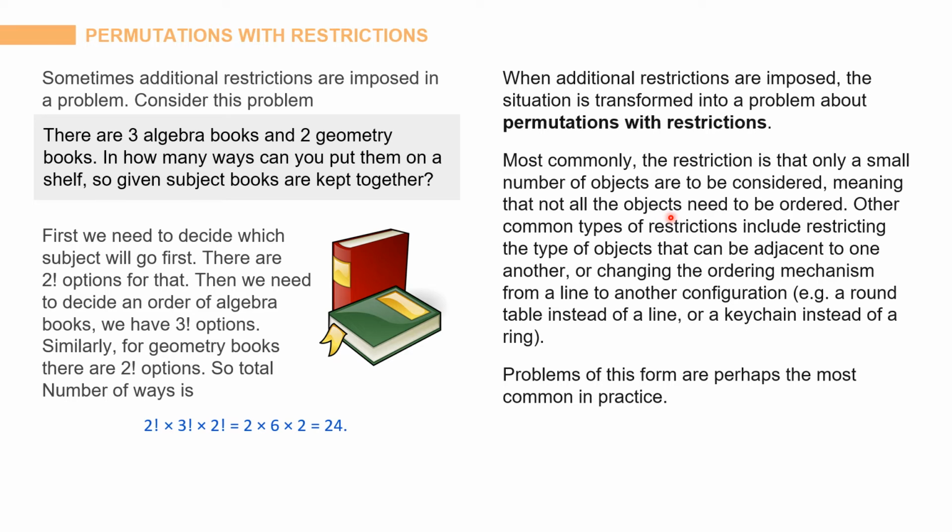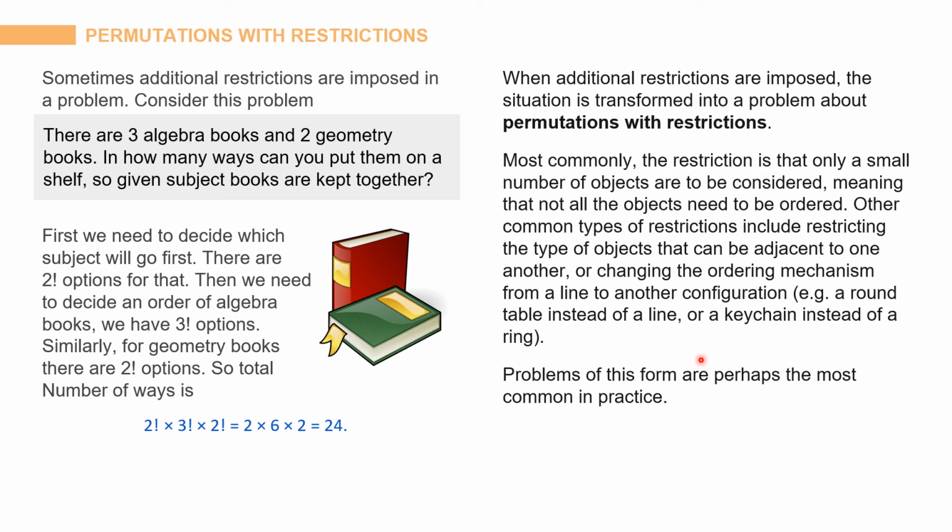So there are a lot of ways they could throw restrictions on you in math Olympiad contests. They might restrict where you're allowed to arrange things, might restrict that certain things have to be next to other things, might restrict that it's a round table instead of a line, say it's a keychain instead of a ring. So you'll just have to use your understanding of permutations and counting principles to figure out how to apply those principles to take into account these restrictions.